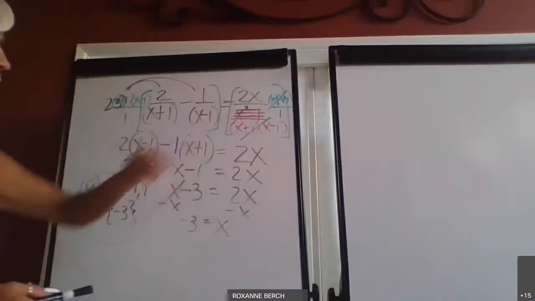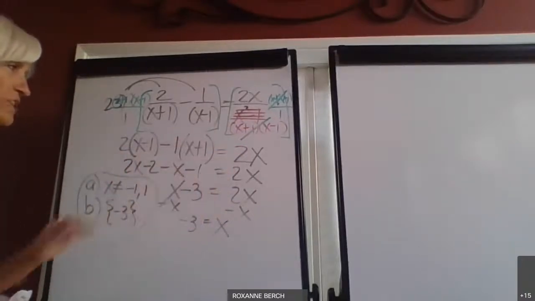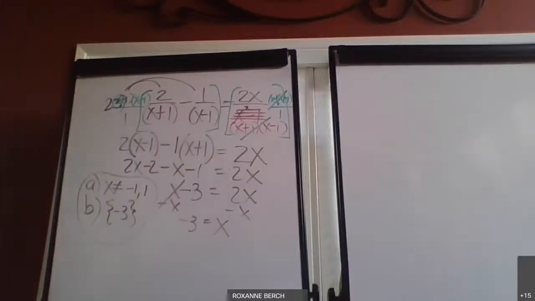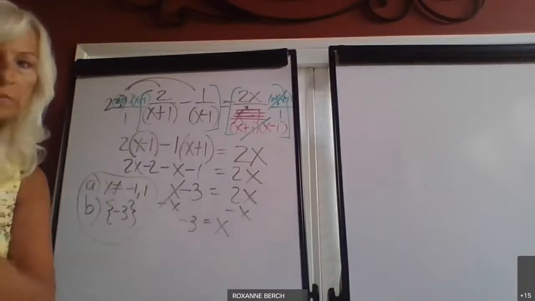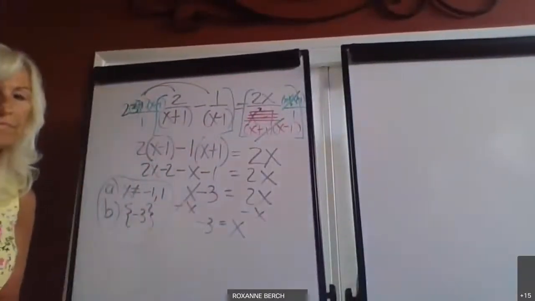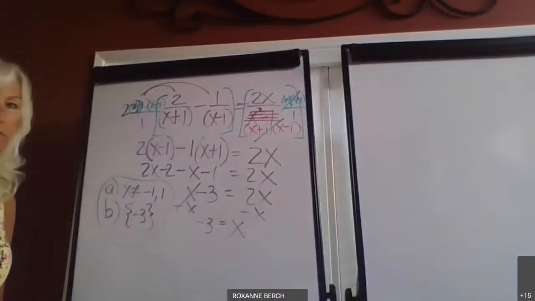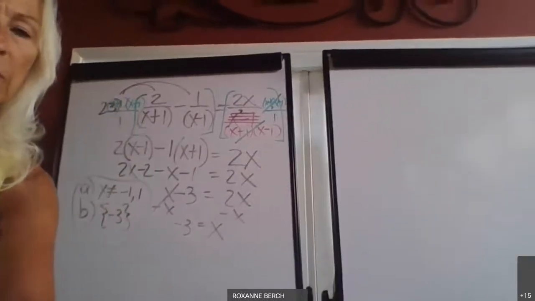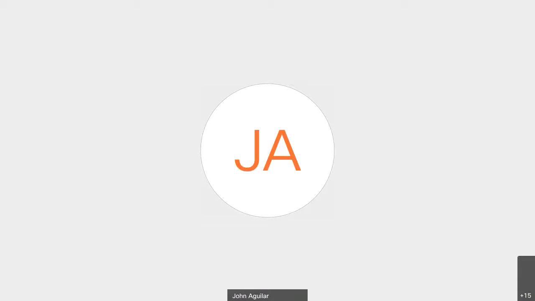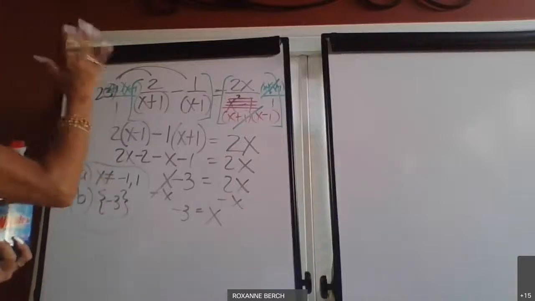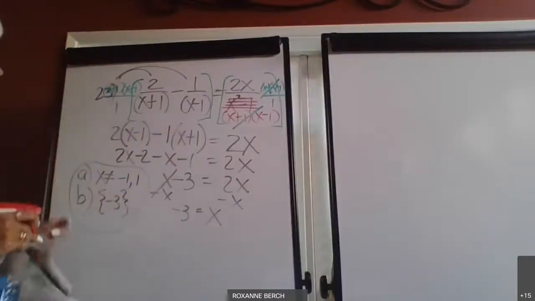Same thing over here, negative 1 and 1. There are no denominators in the rest of the problem. The denominators are looked at on the first step. Is that clear or no? Yeah. So to get rid of fractions on rational equations, you multiply by the common denominator in the first step to eliminate fractions.